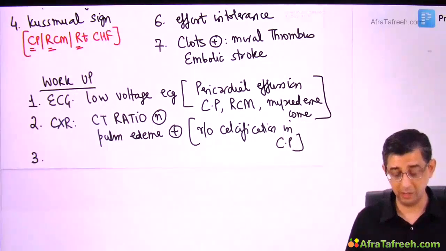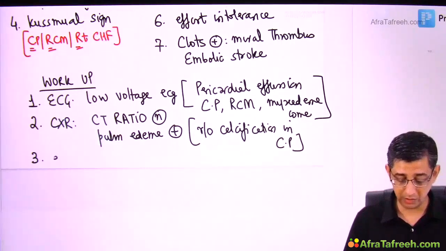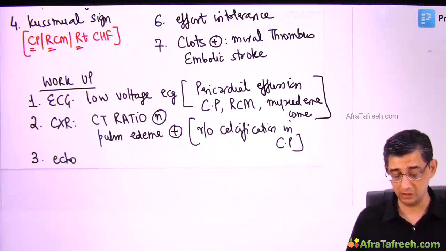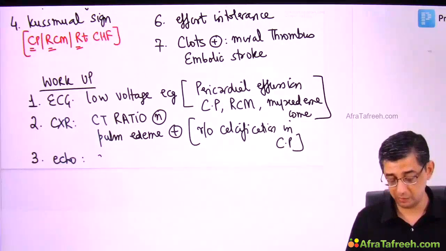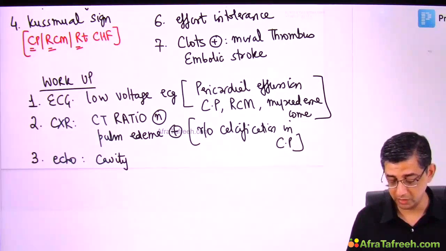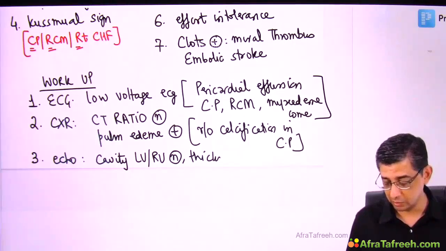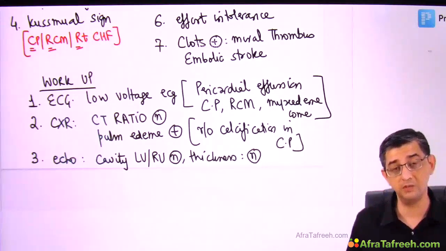The next thing to be done for this guy is the investigation of choice, that is transthoracic echocardiography, along with Doppler, which will also be switched on. Now, when you do echocardiography in this patient, one thing you will always notice is that the cavity of the left and the right ventricle will be of normal size. The thickness of the muscles will also be normal. So first and foremost for diagnosis, you need to demonstrate normal size ventricles.